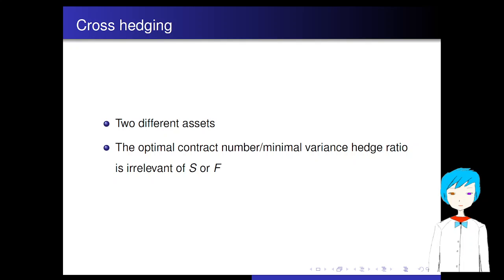Next, the optimal contract number or the minimum variance hedge ratio is irrelevant of the spot price or the futures price, because hedging is to hedge against the change in the price. So the optimal contract number or the minimum variance ratio is only dependent on the correlation, the variance in the spot price change or the variance in the futures price change. It has nothing to do with the spot price or the futures contract price.